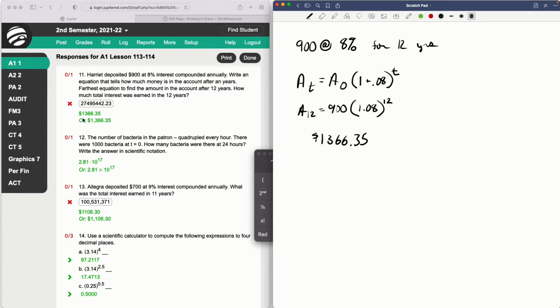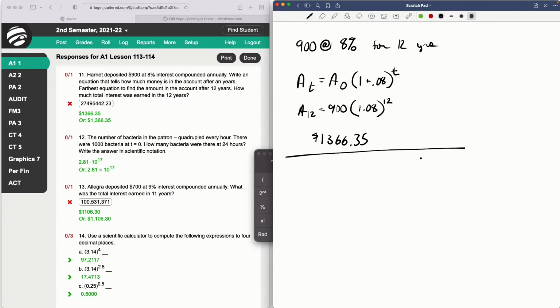$1,366.35. And look over here. This is the format you want to type it in. A dollar sign because it's money, and with or without a comma is fine. But this, you have to put in the change in decimal. All right, and that's how you would solve that problem.